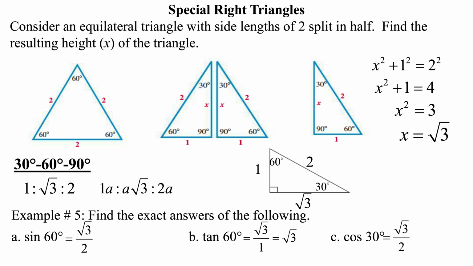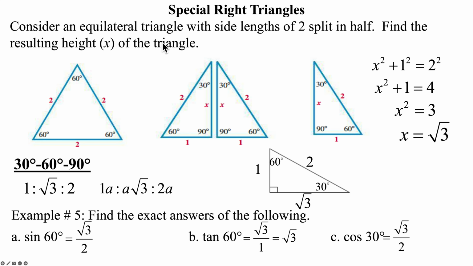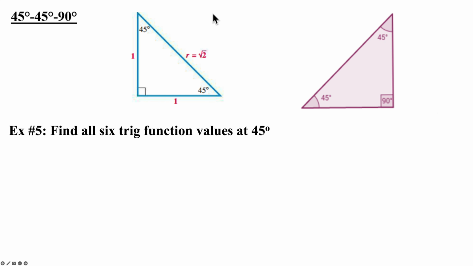My next special right triangle comes from a square. So if you could imagine we had a square, all sides are 1, all angles are 90 degrees, we cut it in half, and you make another special right triangle, the 45, 45, 90. Well, if this side is 1, this side is 1, 1 squared plus 1 squared is 2, the square root of 2 is the length of my hypotenuse.